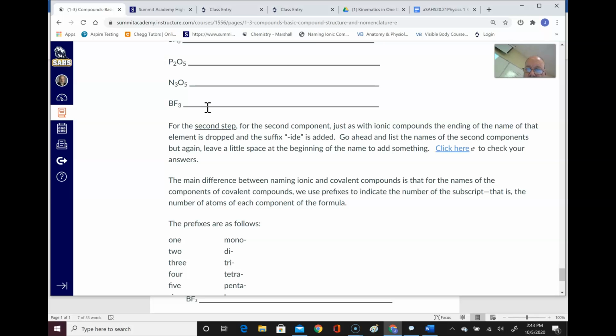element is dropped and the suffix IDE is added. Again, go ahead and list the names of the second components, but again, leave a little bit of space at the beginning of the name to add something, and then come back and click to check your answers.